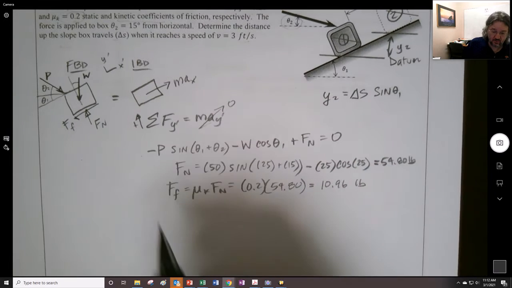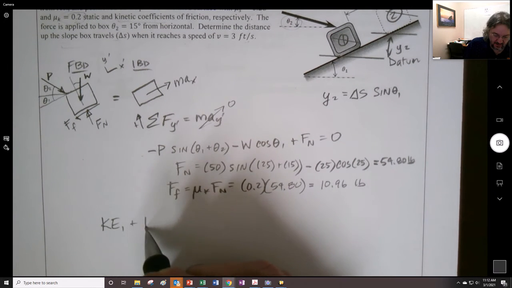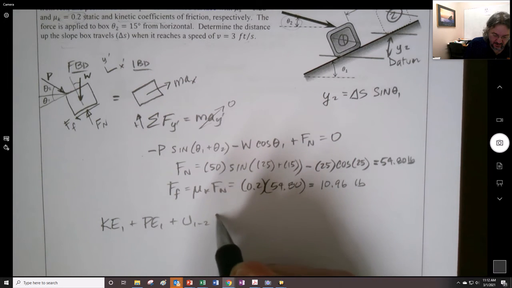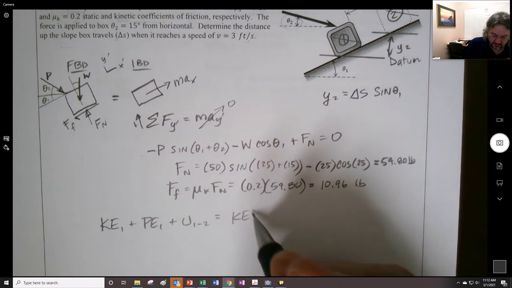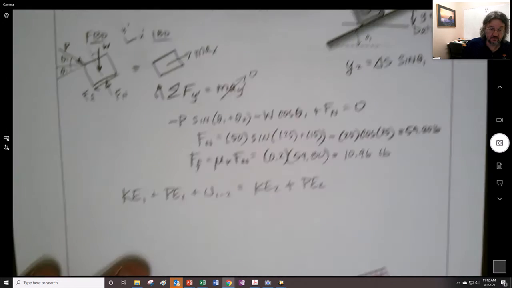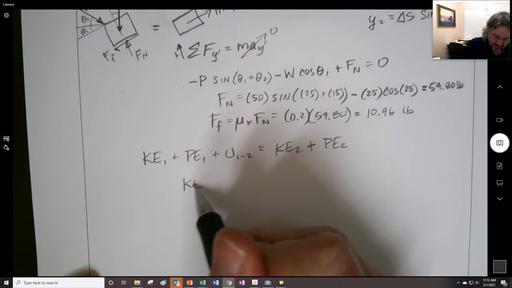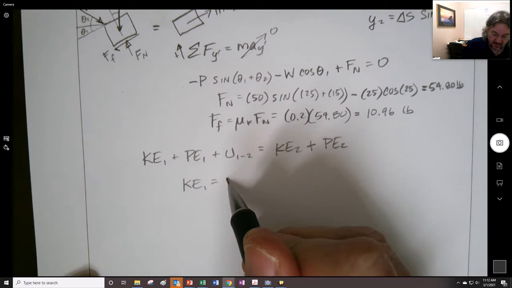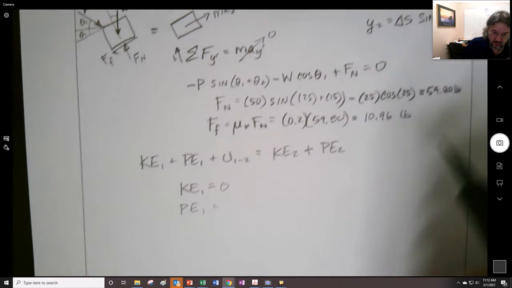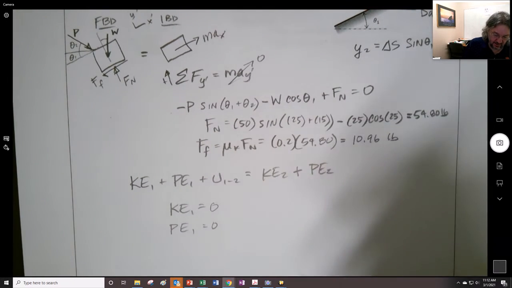All right, so now this is actually what I will often, for many problems, I didn't this time, will do first, is I will write out this main equation and then start trying to populate it. So KE1, it starts from rest, so it's 0. PE1, well, we established this is the datum. This is starting, so it's starting at 0.